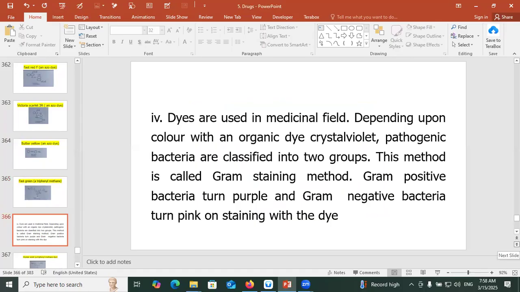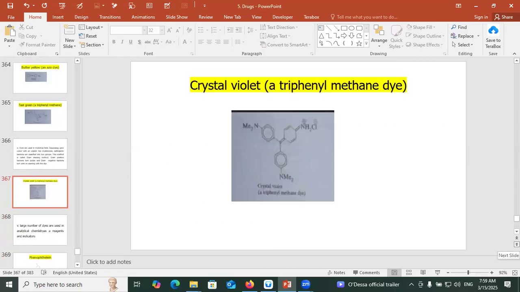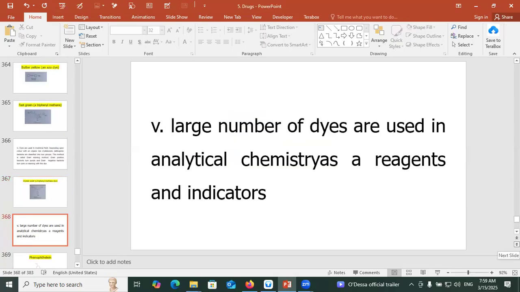Dyes are used in the medicinal field depending upon the color, with the organic dye crystal violet. Pathogenic bacteria are classified into two groups by a method called the gram staining method. Gram-positive bacteria turn purple and gram-negative bacteria turn pink on staining with the dyes. Crystal violet is a triphenyl methane dye.